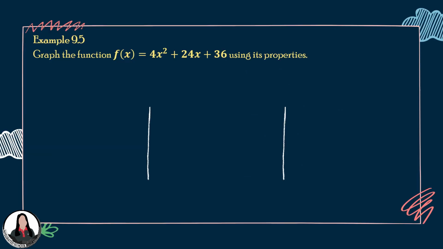Okay, so as promised, I will give you another example that is not on your module. So, you have to graph the function f of x equals 4x squared plus 24x plus 36 using its properties. Okay? So, I want you to get a pen and a paper or preferably a graphing paper kung meron para mas mabilis kayo makapag-graph. Okay?